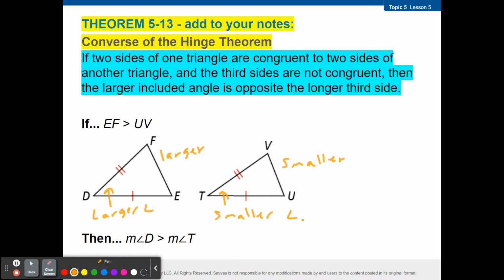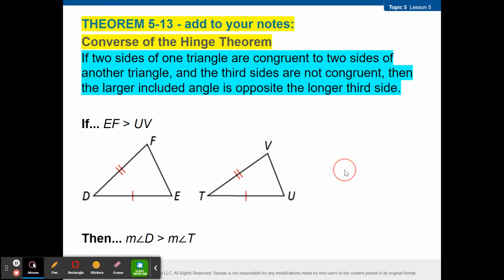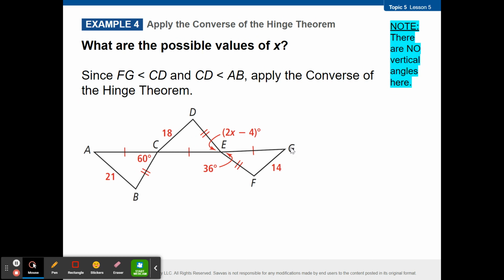Okay. Anybody still writing? Okie dokie. All right, let's move on. So we are skipping example 3, so you can cross out example 3.